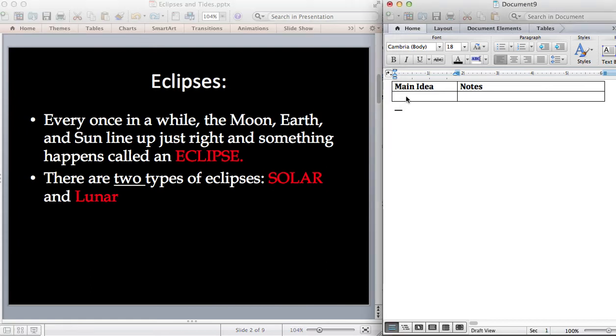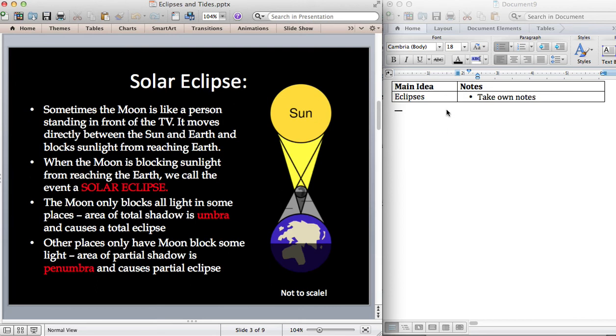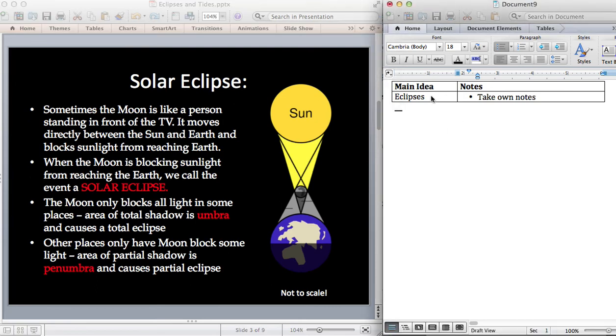Every once in a while we see that the moon, Earth, and sun line up just right, and something happens that's called an eclipse. There are two types of eclipses, solar and lunar. You are going to take your own notes for the eclipses section, and then I'll jump in again with tides. We're going to start with a solar eclipse.